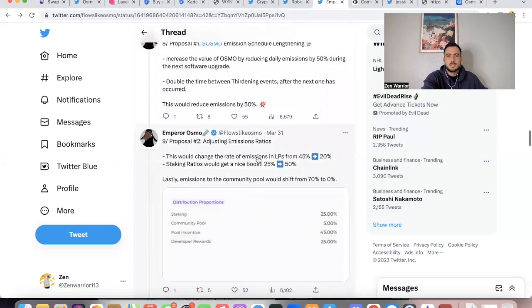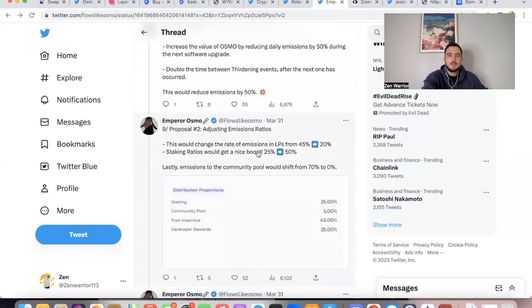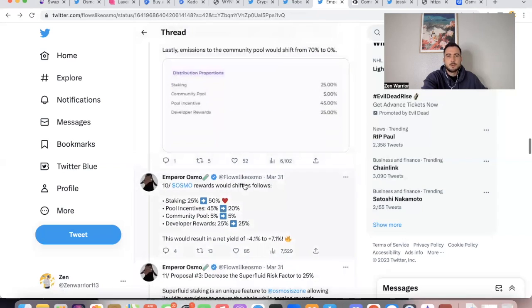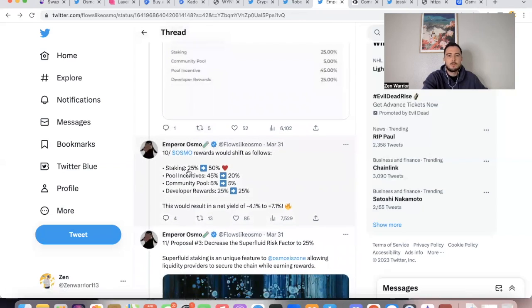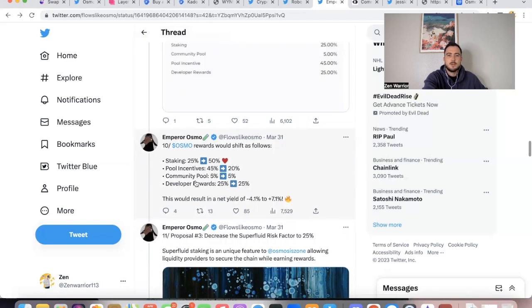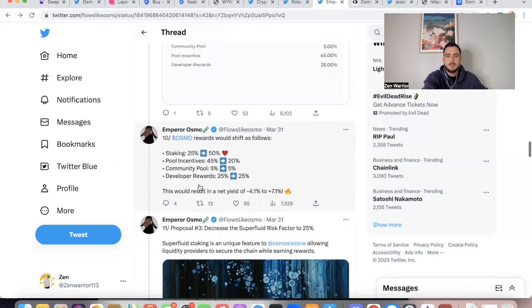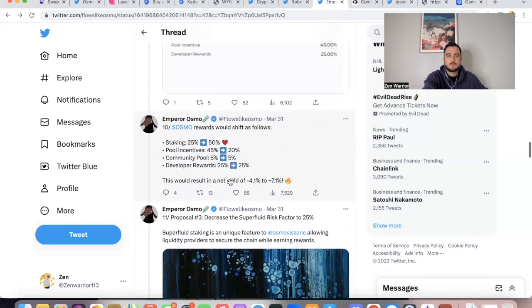Proposal number two: adjusting emission ratios. This would change the rate of emissions to liquidity pools from 45% to 20%. Staking ratios would get a nice boost from 25% to 50%. Lastly, emissions to the community pool would shift from 70% to 0. Osmo rewards would shift as follows. Staking would go from 25% to 50%. Pool incentives would go from 45% to 20%. Community pool 5% stays at 5%. Developer rewards would stay at 25%. This would result in a net yield of negative 4.1% to plus 7.1%. So that's big.